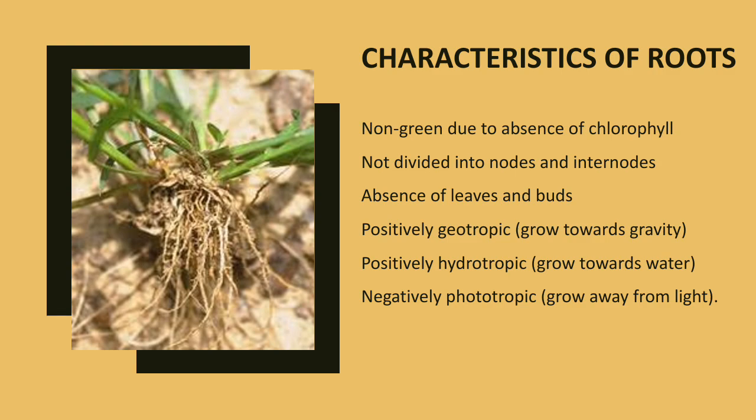Characteristics of roots. They are non-green due to absence of chlorophyll, not divided into nodes and internodes, and have no leaves or buds. Positively geotropic, because they grow towards gravity; positively hydrotropic, they grow towards water; negatively phototropic, meaning they grow away from the light.